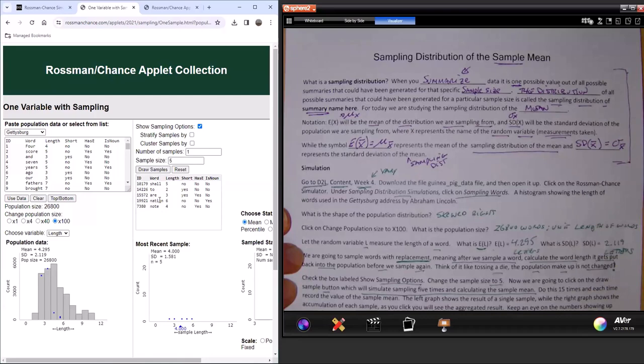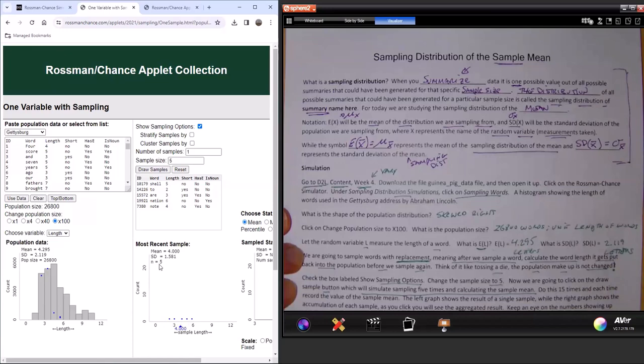Nation was another word chosen, which was at position 19,921. R was at position 15,172, and so on. Okay, so these are the words chosen. These are the length of each word, and you can see that right here. These are the different lengths of the words.